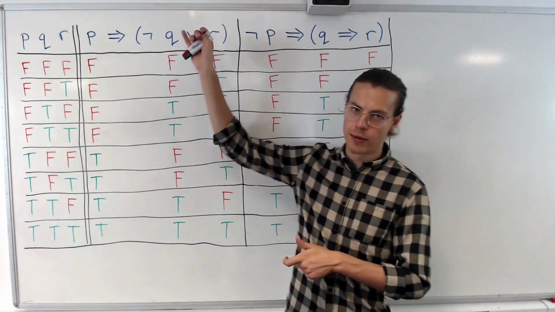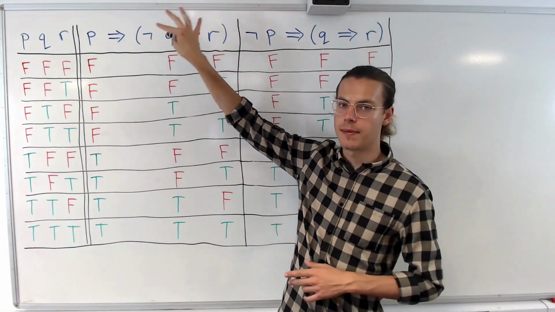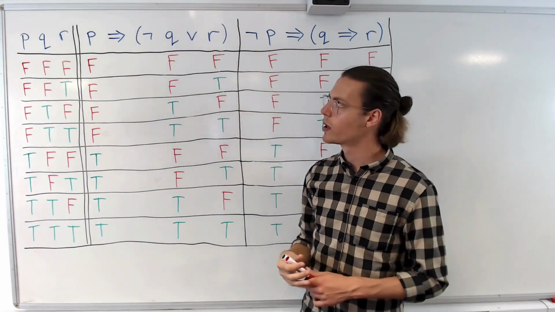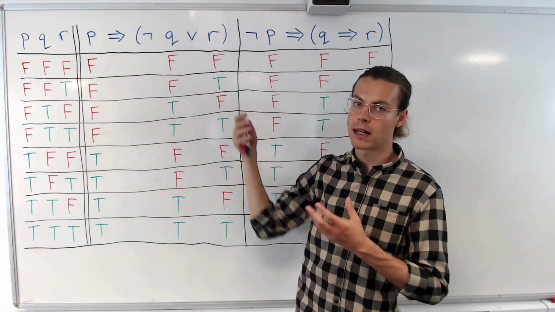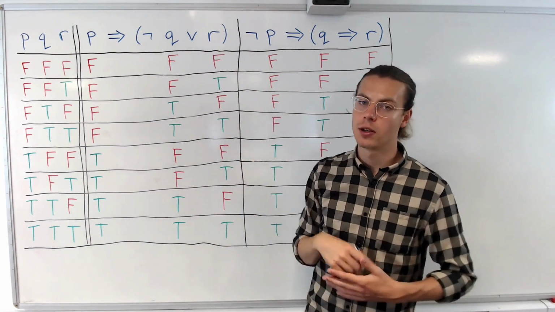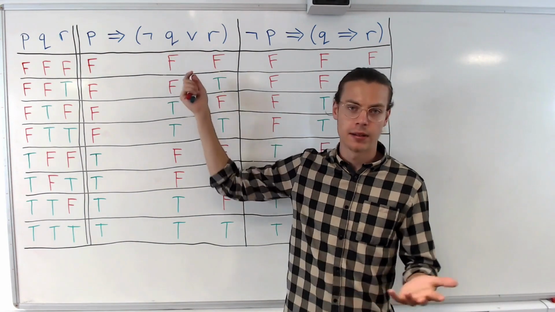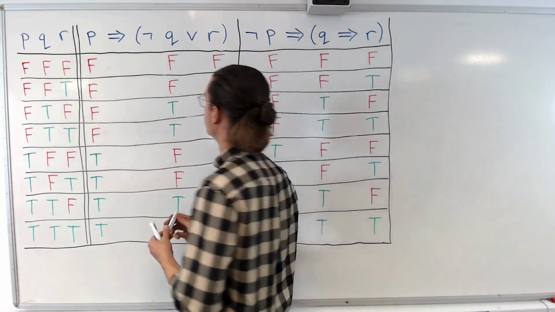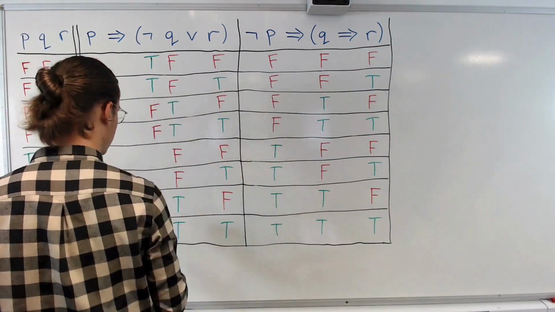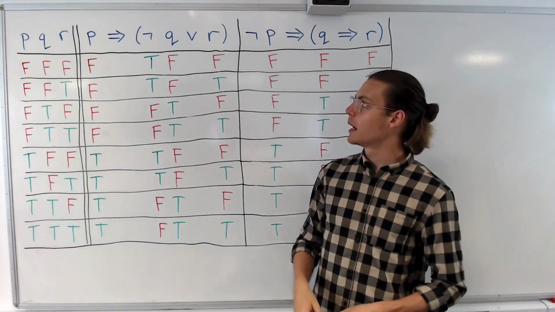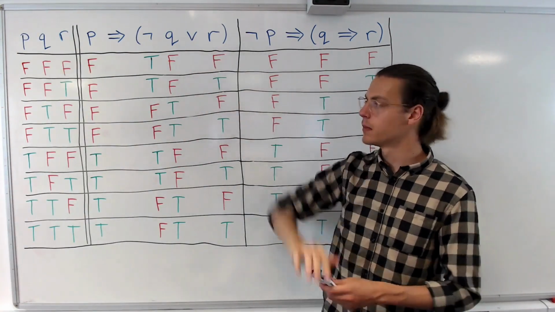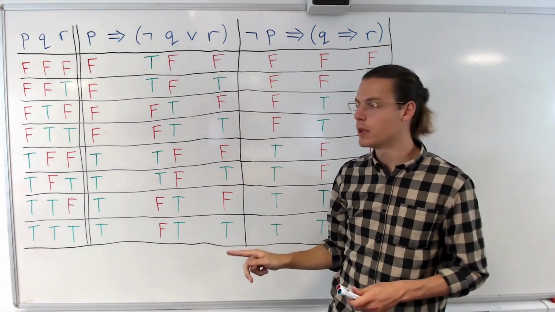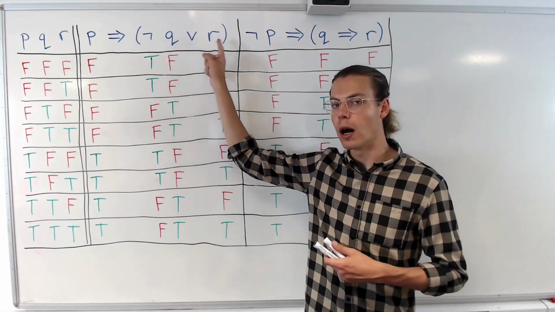So let's look at the first formula, and we need to start inside the parentheses. So we have not q or r. Not is more tightly binding than or, so we start there. Not q. To get this, all we need to do is flip the truth values of q. And now we can move on to the OR operator. Now we're looking at the not column and the r column. We want not q or r.